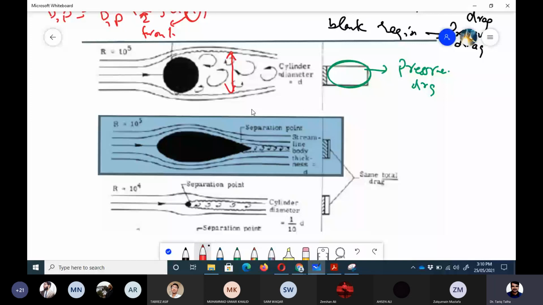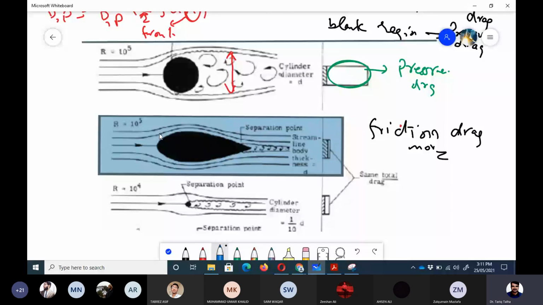But you can see from the comparison that the shaded region, which is shown by these slanted lines, has increased. So it means that the friction drag is more. Why is it more? Because the surface area is more in this case. You can see that this is the surface area on the lower and upper side.